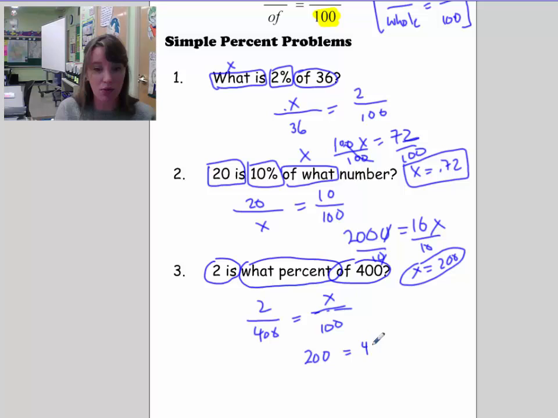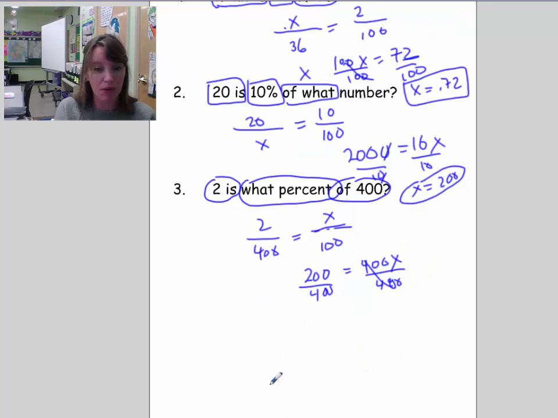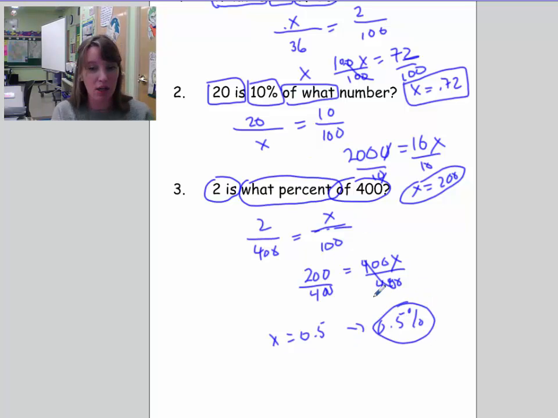400 times x is 400x. If I divide each side by 400, I'd have x is equal to 0.5. Now, since it's a percent, my answer is 0.5%. Okay, so it's half of a percent. So it's half of 1 part out of 100, right?